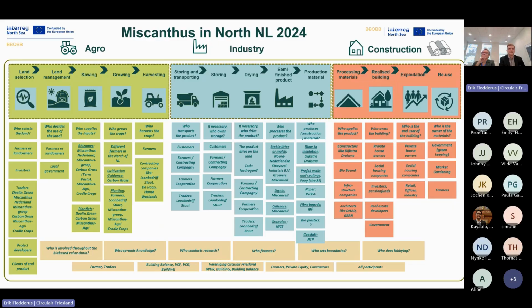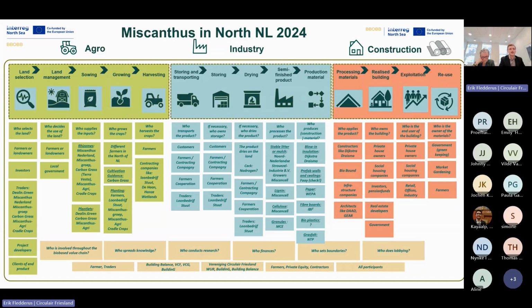And then it comes to the final stage of the industry, really making it into a product. In our example, it's a production material or a construction material. We see, for example, Dijkstra Drijsma, a construction company here in Friesland, who uses it as blow-in insulation. So when you start back at the storing and transporting, when you harvest it, you really mow it very thoroughly, and it becomes these very tiny fractions, and those tiny fractions can be used to blow in as a blow-in insulation material.